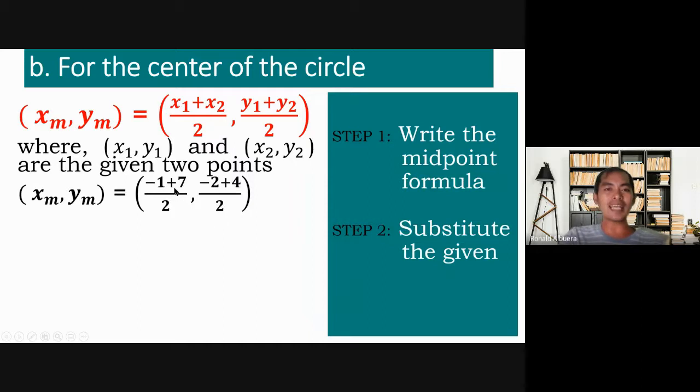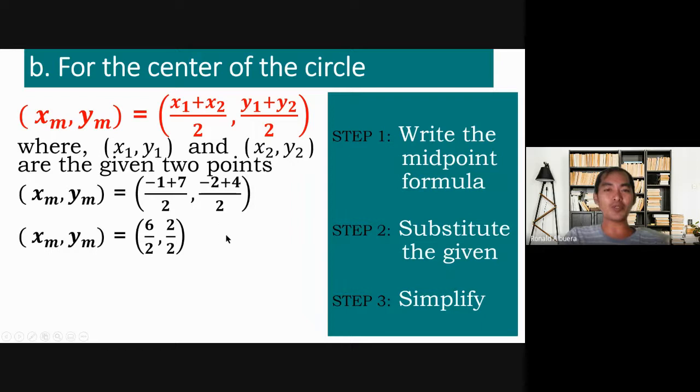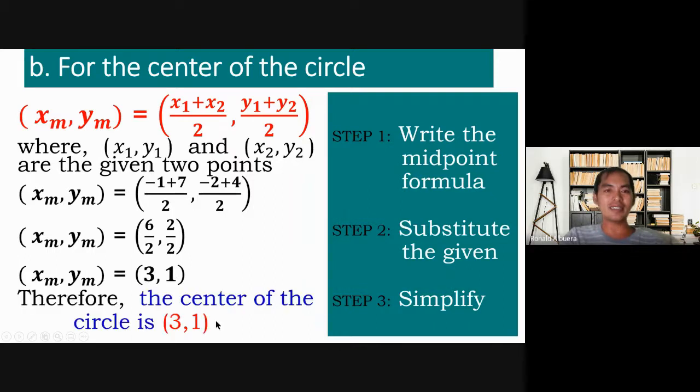Unlike signs, we subtract: 7 minus 1 is 6. And that is positive 6 over 2 is 3. And then -2 plus 4, unlike signs, we subtract: 4 minus 2 is 2. Positive 2 over 2. So 6 over 2 is 3 and 2 over 2 is 1. And this is the center of the circle: 3, 1. Okay? Nakuha? Very good.